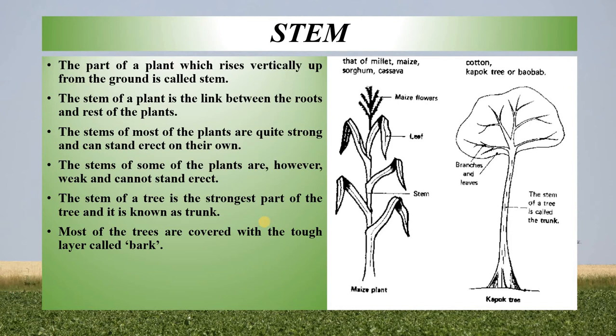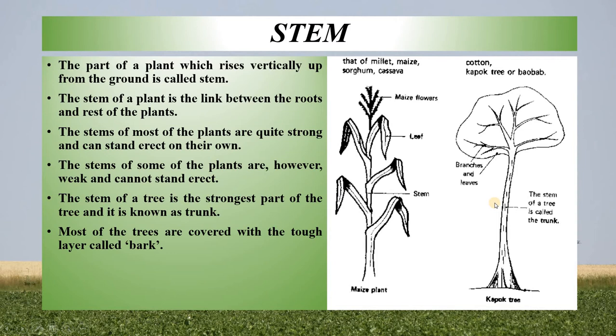Now comes stem. What is a stem? The part of a plant which rises vertically up from the ground is called stem. So this is rising vertically up from the soil. And here you see, this is a tree. This one is the trunk. This is the main characteristic of a tree, that is the presence of a trunk. So this part is known as stem.